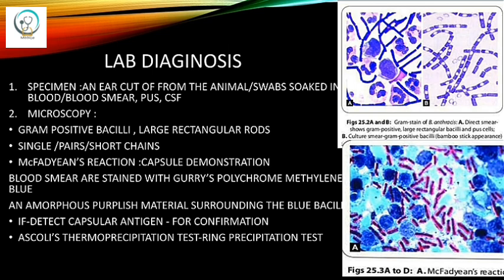Blood smears are stained with polychrome methylene blue. We can see an amorphous purplish material surrounding the blue bacilli. This is McFadyean's reaction. An immunofluorescent test is used to detect capsule antigen, and it is used as a confirmatory test. Then Ascoli's thermoprecipitation test is also used. It is a ring precipitation test.